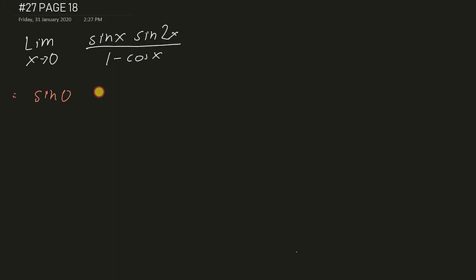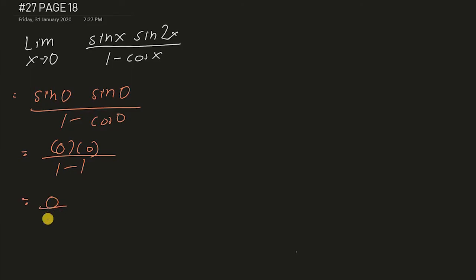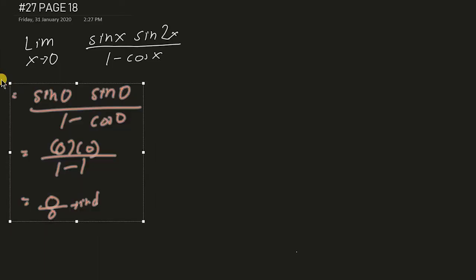Sin 0 times sin 0 kasi 2 times 0 is 0. It's the same. Over 1 minus cosine 0. Sin 0 is 0. Sin 0 is 0. 1 minus cosine 0, guys, is equal sa 1. 0 times 0, 0. 1 minus 1 is 0. Okay, proven. It's indeterminate.